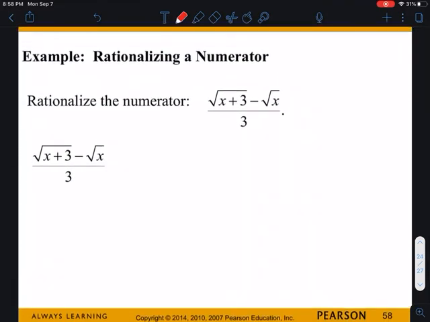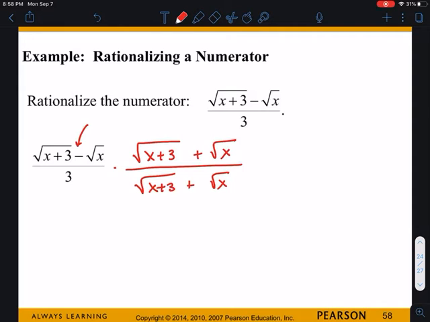So our last example, rationalize the numerator. We have a square root of x plus 3 minus a square root of x, and that's all being divided by 3. So they want us to undo the square roots on the top. That means that we have a subtraction sign in between. That means we need to multiply by the conjugate, which is going to give us the addition sign. So square root of x plus 3 is going to add with the square root of x. And what we do to the top, we're going to do to the bottom.